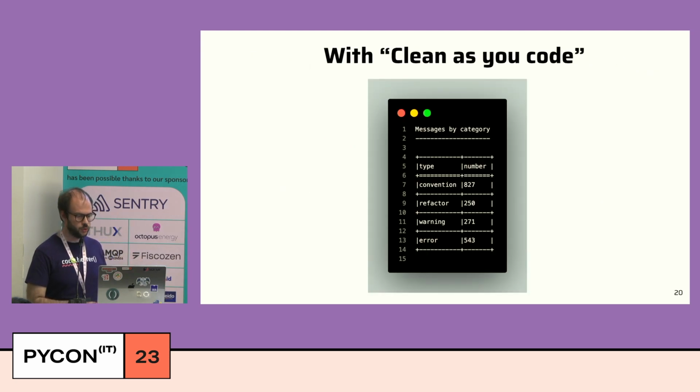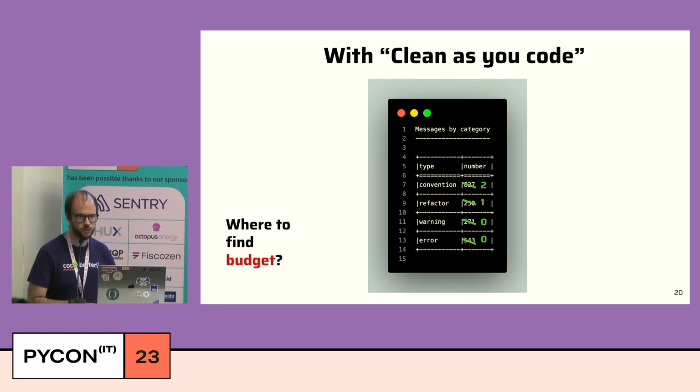And so if you remember the recap slide for the entire messages that we saw before, what I would like to have with the clean as you code methodology is to have only the 2 convention messages that we saw before, and the 1 refactoring suggestion. And then in this case, no warning and no error.